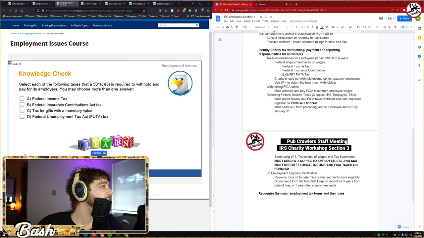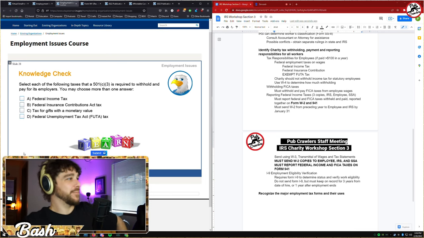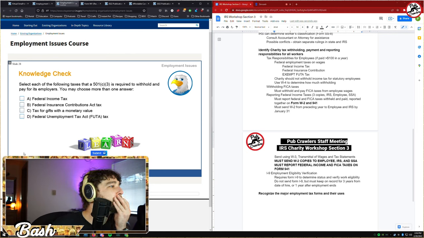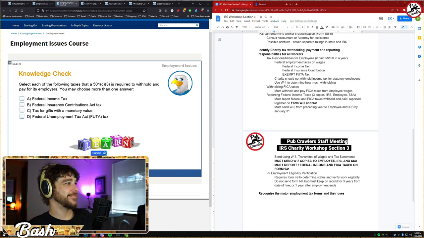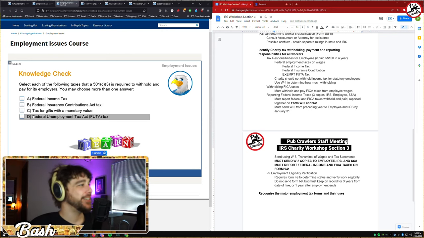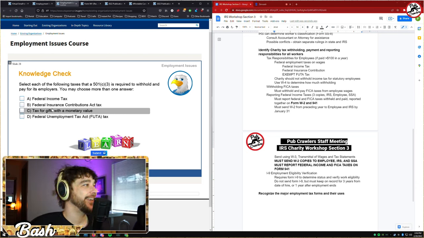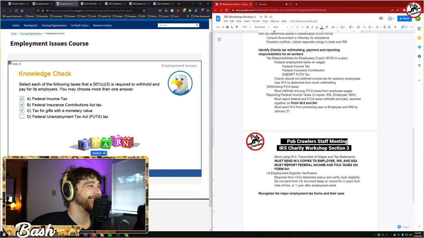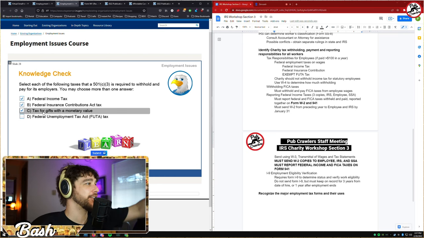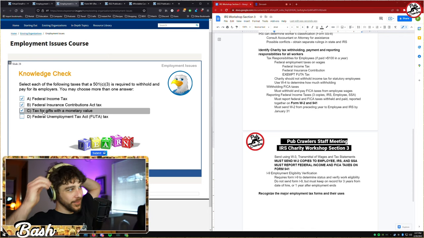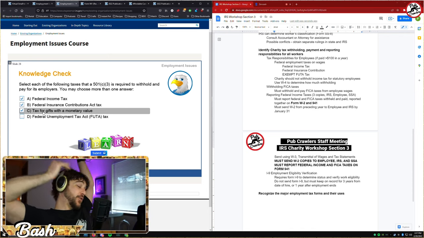Select each of the taxes a 501c3 is required to pay for its employees. You may choose one answer, then select submit. Oh, it's for questions. There's that word monetary. Oh, it's literally because we got it wrong. So no federal tax. They're like, no, you don't need to because it's going to be on the other ones. So do we put C?